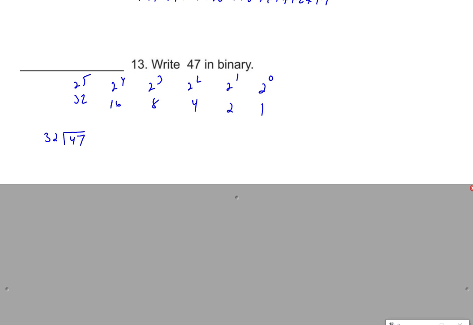So it goes in once, and I get 15 remainder. And now I try the next number, which is a 16, into that remainder. Does it go in? No, so that one's a 0. Now I do my 8 into the 15. Goes in once. Got a 7 left. Now I do my 4 into the 7. Goes in once. Got a 3 left. Now I do my 2 into the remainder. Goes in once. I got a 1 left. Now I do my 1 in the remainder, and it's a 1.